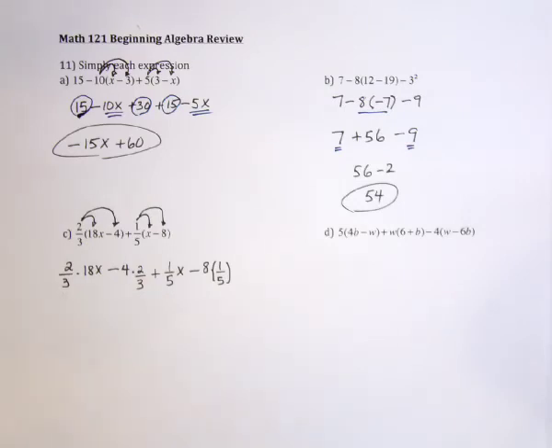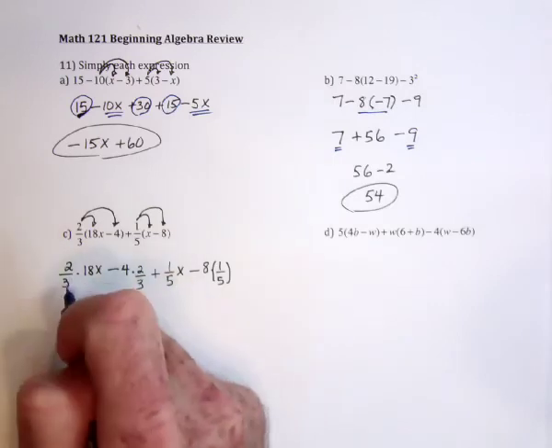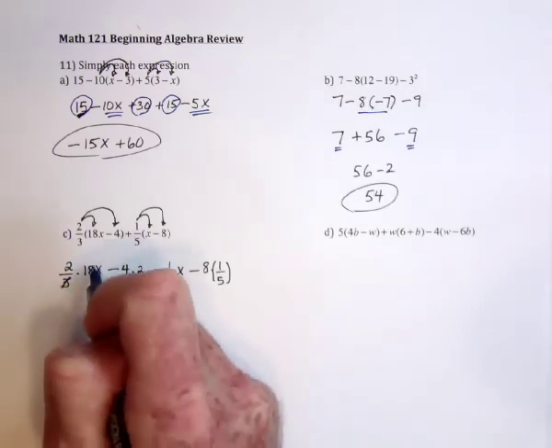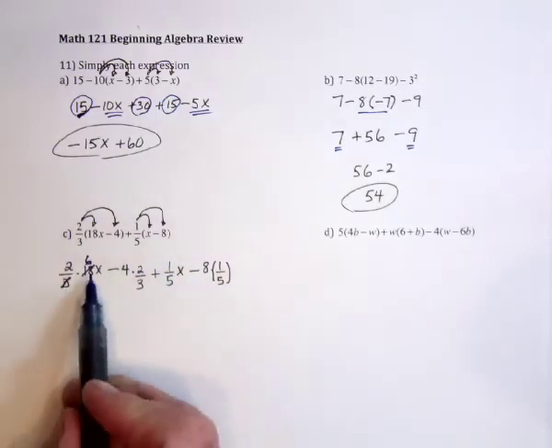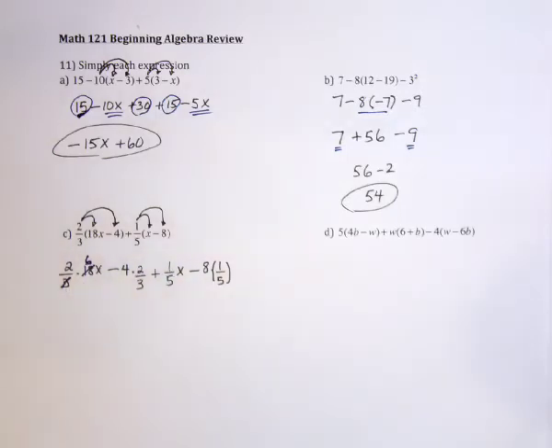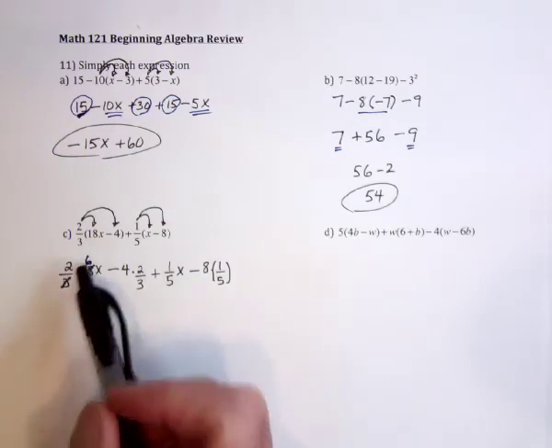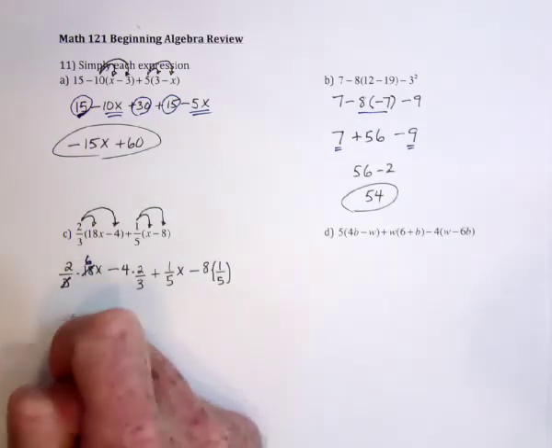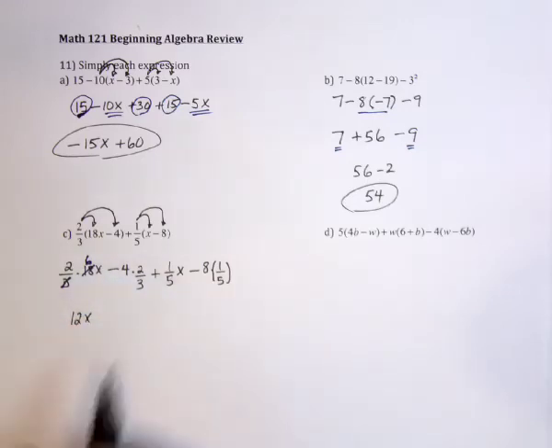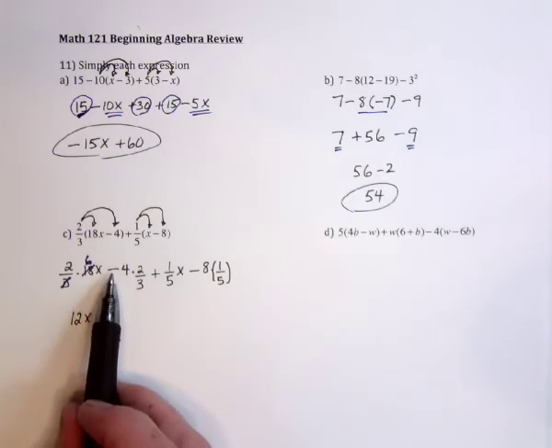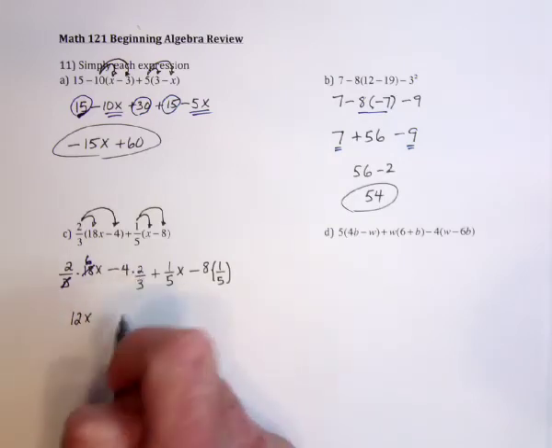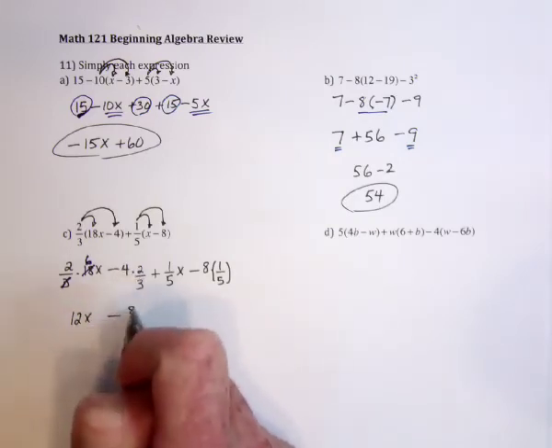this can be reduced because you can divide by 3, it'll leave behind a 6. So 3 divided into 18 is a 6. And then the 2 times the 6 is 12x. For this one, the 3 can't divide into the 4, so it can't be reduced. You just have to multiply across the top, which is negative 8 thirds.